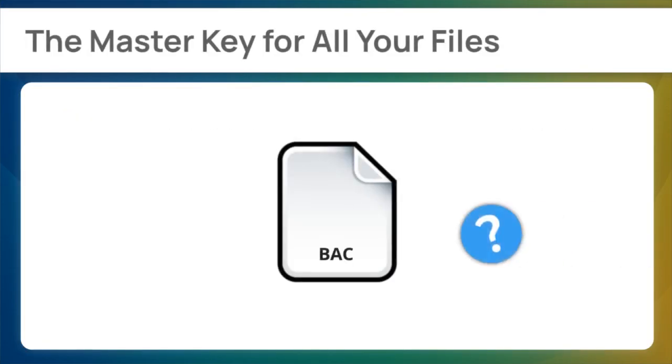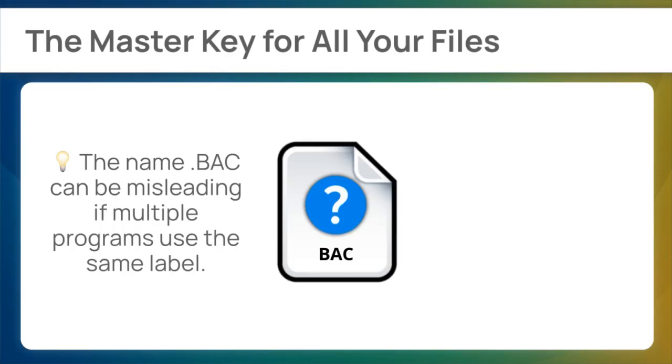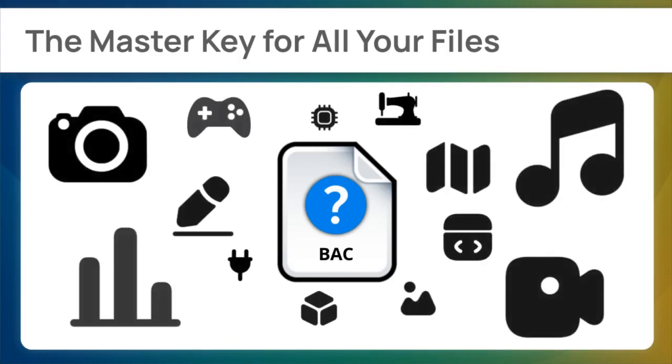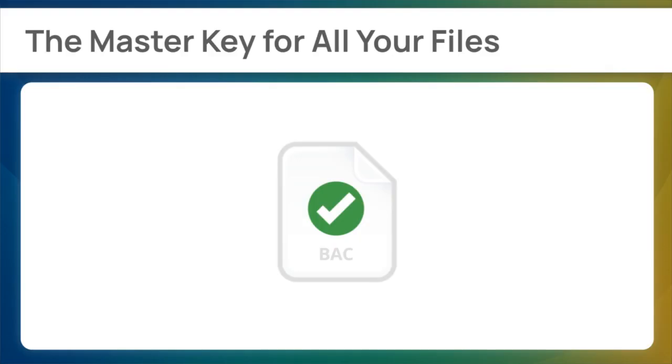If no local program recognizes the BAC file, it likely indicates a naming overlap where your system is attempting to use the wrong tool for that specific format. To help resolve this, you might consider a tool with autonomous file reading capability that is designed to look past the extension name and inspect the internal data structure directly.